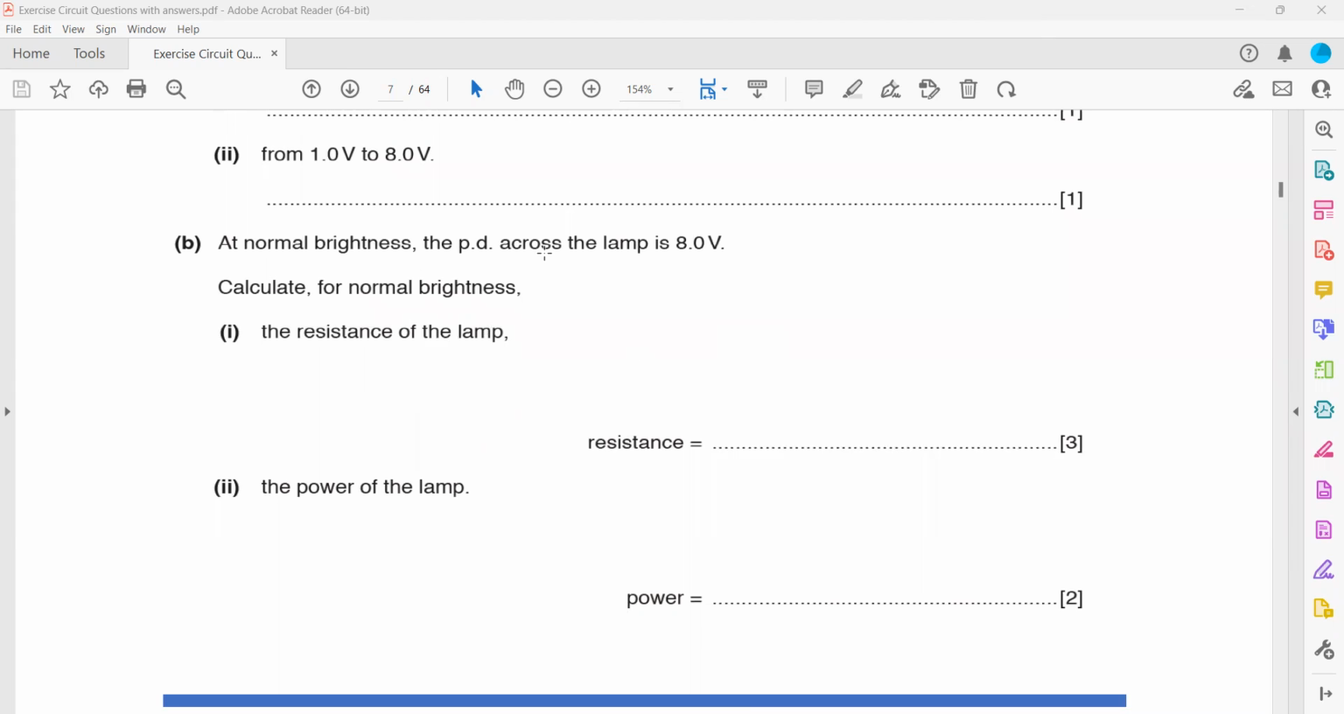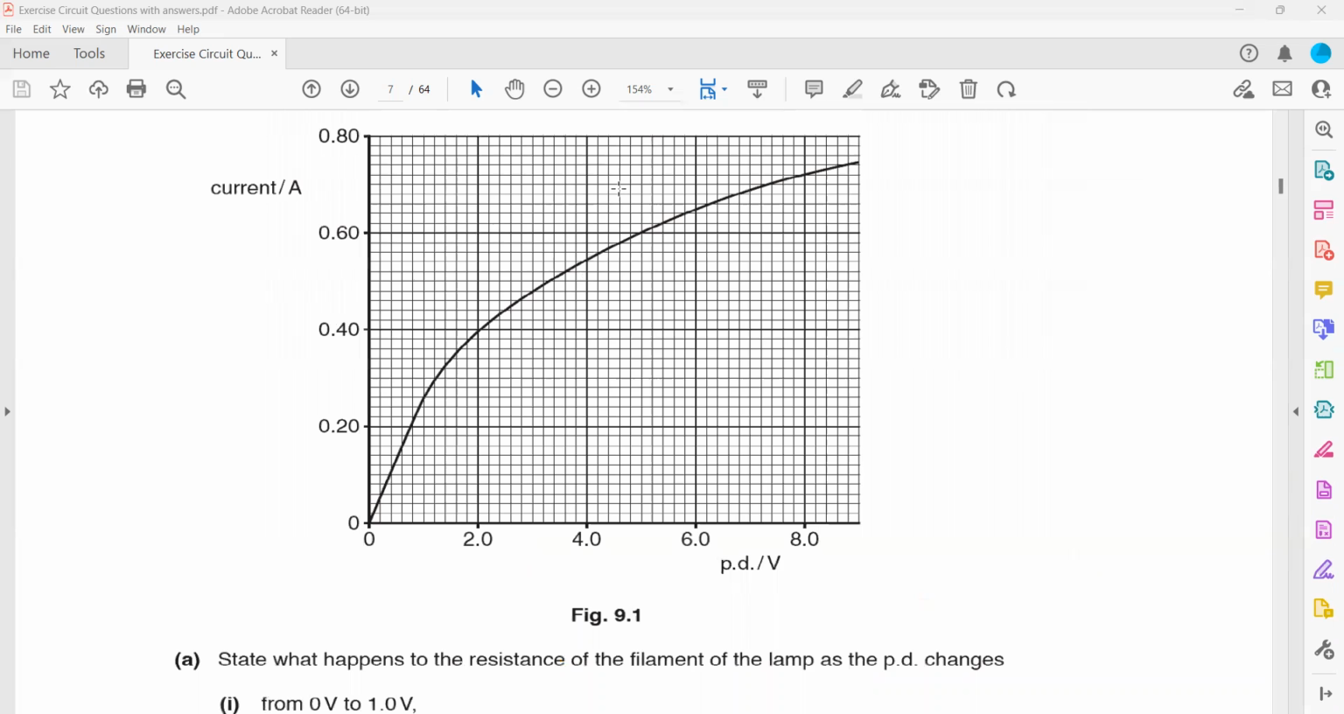What is the common mistake students used to do? They just do voltage divided by current, you write 8 divided by 0.72 and you get 11.1 ohm, but still you will score 2 marks. Why not 3? Because 1 mark is to show on the graph how you got this current.